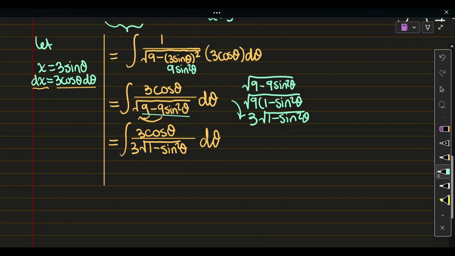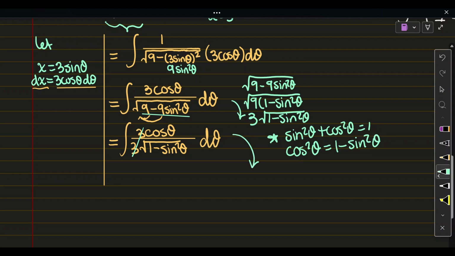Now from here, it's pretty easy to see that these 3's will cancel. And another thing to notice is that 1 minus sine squared theta is cosine squared theta. The reason for that is we know that sine squared theta plus cosine squared theta equals 1. So subtracting sine squared theta from both sides, we get that cosine squared theta is equal to 1 minus sine squared theta.